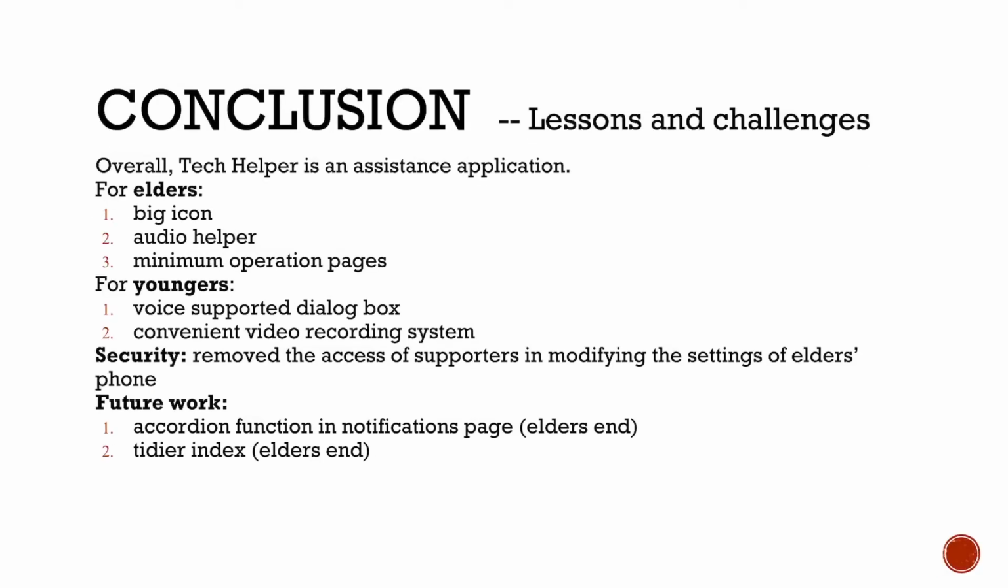From this exercise, we have learned a lot about design strategy. We fully considered the usability, security, and effectiveness of our system. And after using an appropriate user study to evaluate our system, we finally identified the limitations of our project, which have been explained by my teammate. So, overall, the Tech Helper is an assistance application for elders to access help messages from their trusted youngers.